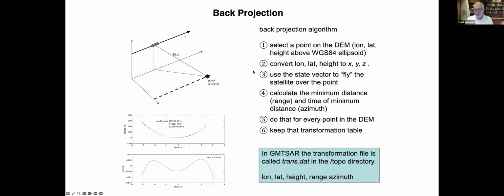And this is usually done with just a brute force algorithm. This is all done in Cartesian coordinates. You put in the XYZ of the point, the XYZ of the satellite, fly the satellite along here, find the minimum point, and do that for every point in the DEM. And you need a file to do that. Once you do that, you get this file. It's called trans.dat. It's a mapping from lat long height into radar coordinates. And this is really a second important file that you need in GMTSAR processing. The file just has in it lat long height, range, azimuth. That's it. It's just 5 numbers.